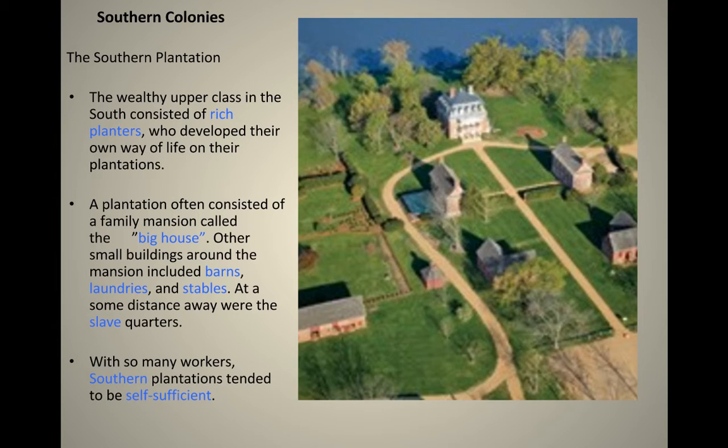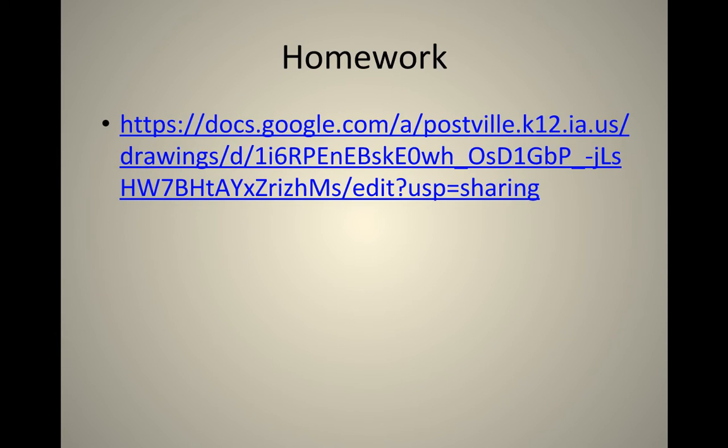With so many workers, with this free slave labor, and with all their means and all their money, plantations were usually self-sufficient. That basically meant that they were like their own little town, their own little settlement, where they did everything. They made their own food, they made their own clothes, had their own shelters. Everything that you needed to live was right here, so they didn't need to go out to a big town or to the city to get things, because they could just make everything they wanted right there. So that's it for the southern colonies.